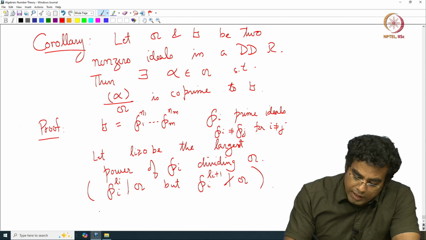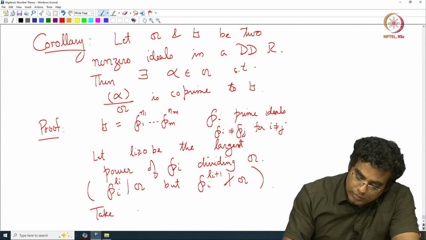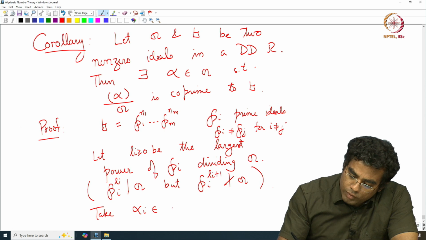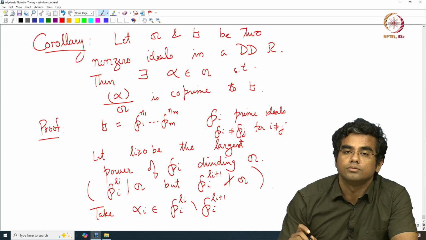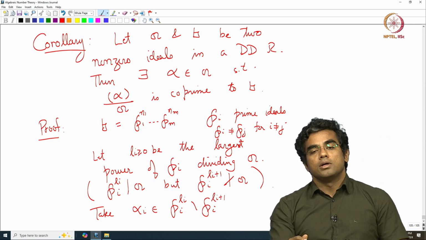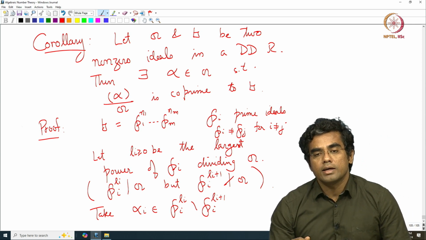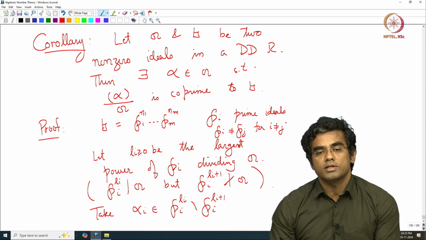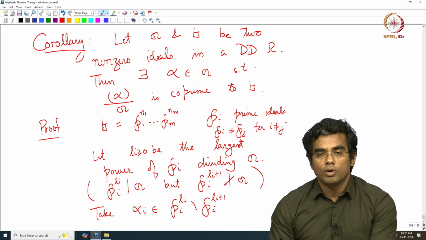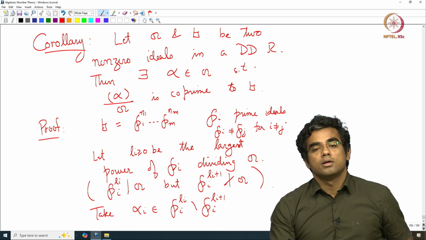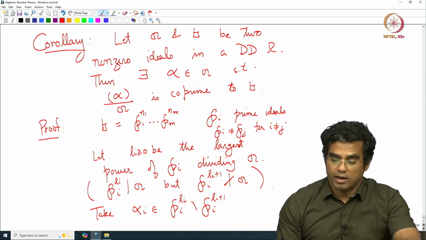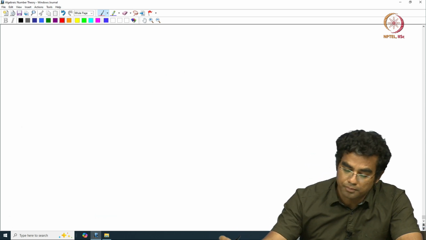So, what I do is I take alpha_i which is in P_i^{l_i}, but not in P_i^{l_i+1}. I can always do that because P_i^{l_i} is not equal to P_i^{l_i+1}. If they were equal, then P_i would be equal to R, because we can multiply by P_i^{-l_i} on both sides. Okay.